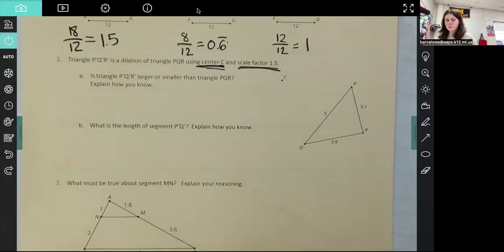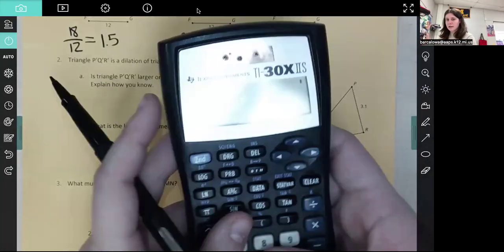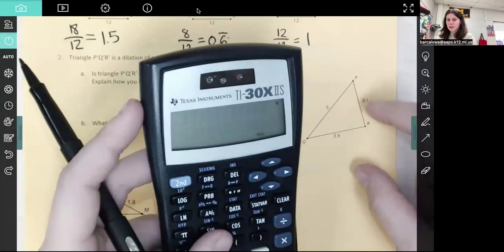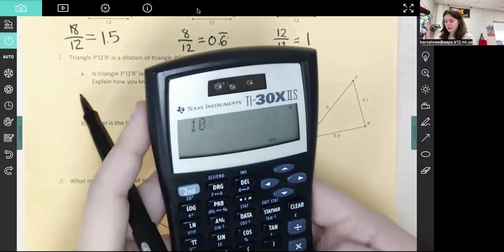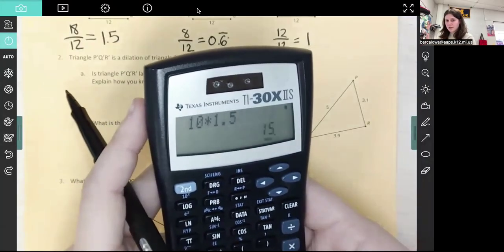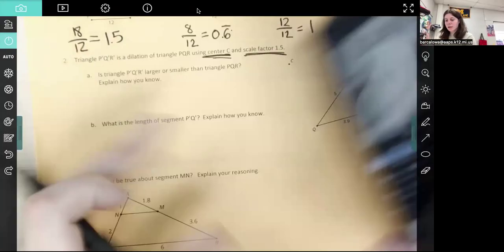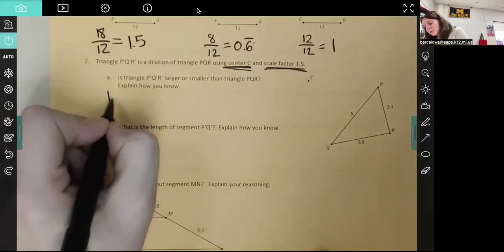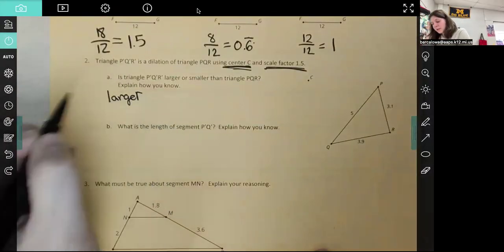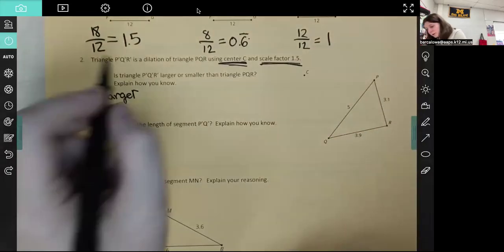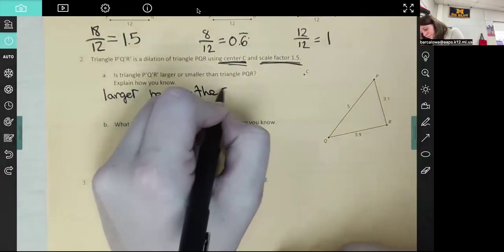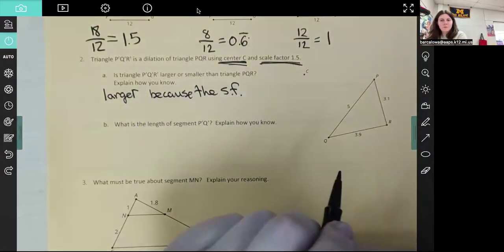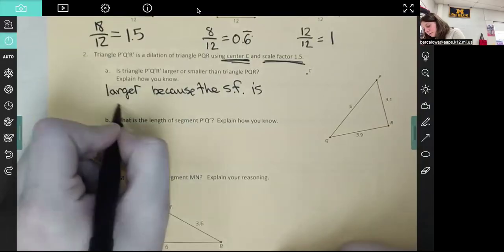Well, if my scale factor is 1.5, I could test this in my calculator, okay? Any number, because they didn't give me any, I mean, they gave me numbers here. Any number in the whole world though, like 10 times 1.5 makes the number bigger, right? So it should be larger because my scale factor is bigger than 1. I'm using SF for scale factor. SF is larger than 1.